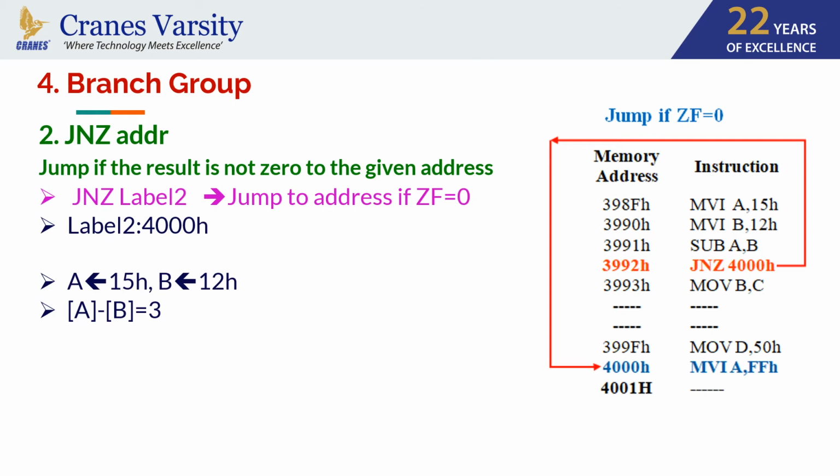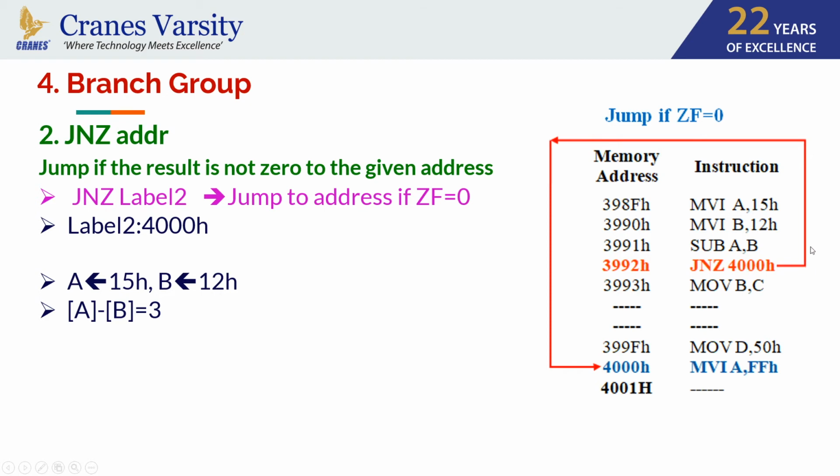So here also I am taking one example, for a jump on non-zero condition. Here I am loading the accumulator with 15 and the B register with 12. When I subtract A minus B, you can see in this small program I am using SUB A comma B, which stands for subtract A comma B. 15 minus 12 is 3. This is a non-zero result, not a zero condition.